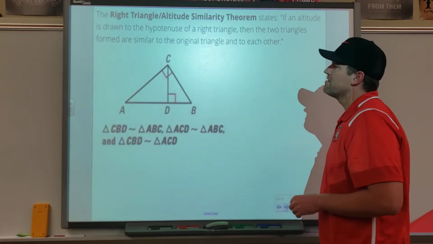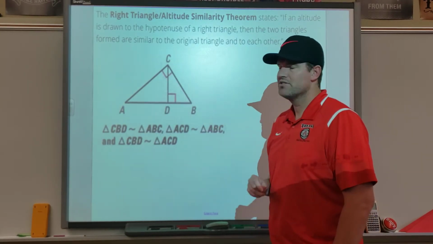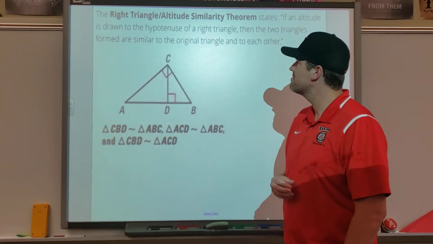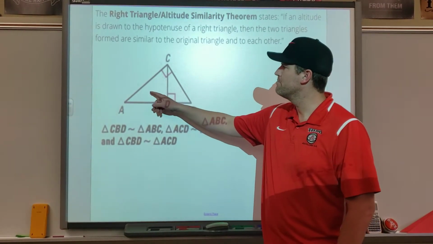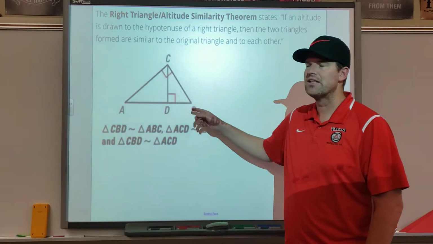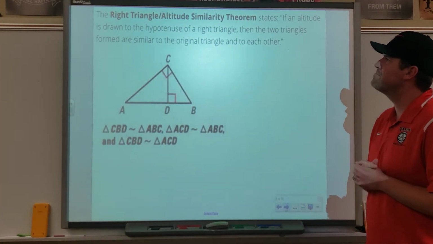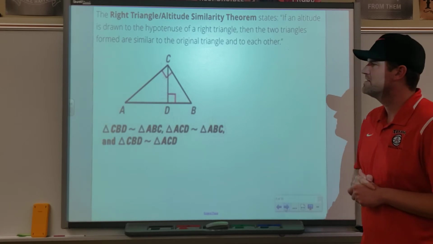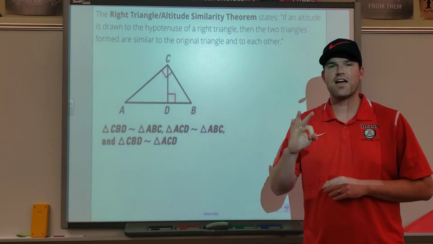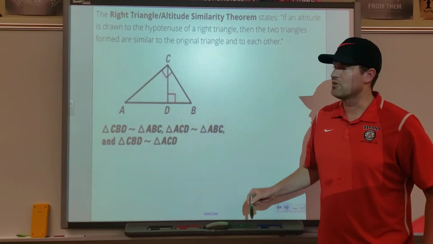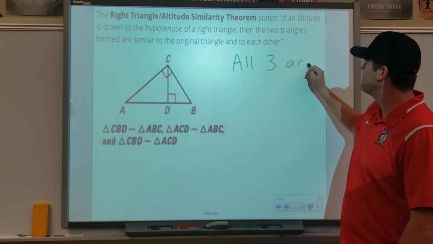Okay, so there's our original triangle. We drew the altitude to cut it into two new triangles. So now we have three triangles, right? We've got the little one, the medium one, and then the original big one. Well, the right triangle altitude similarity theorem tells us that if we draw this altitude, we now have three triangles that are all similar. So all three are similar.